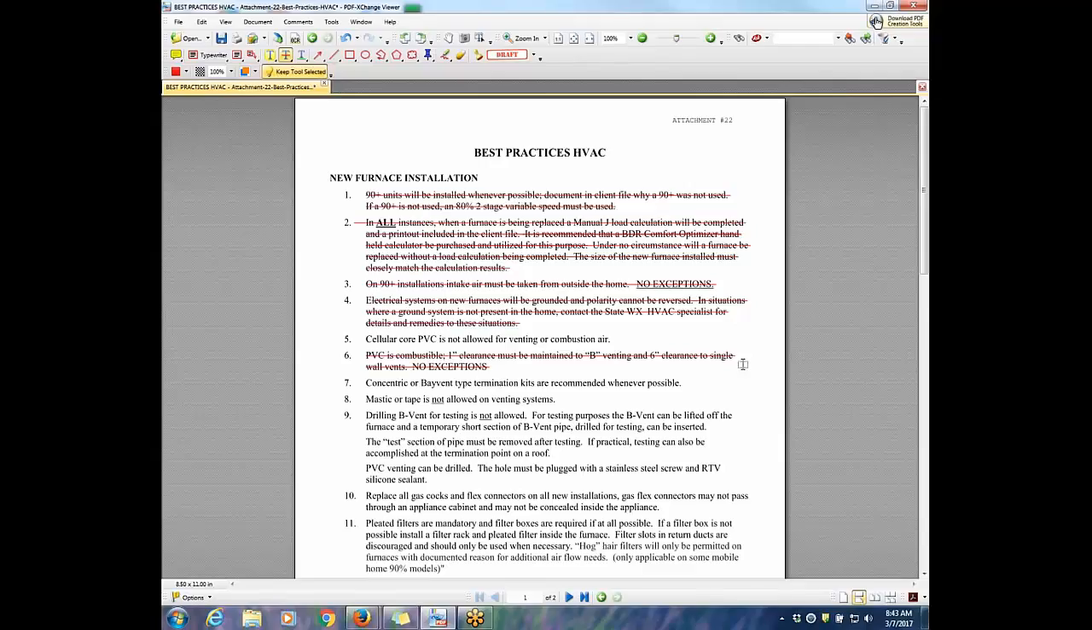All right, number 7, concentric or Bvent type termination kits are recommended whenever possible. I haven't seen any termination problems for years out there, guys. So you guys are using Mayvents, Bvents, Concentrics, or they're doing 2-pipe terminations that look good. I know early on I saw some crazy terminations that you just look at them and go, what the hell? But that hasn't been a problem forever. So any input on that?